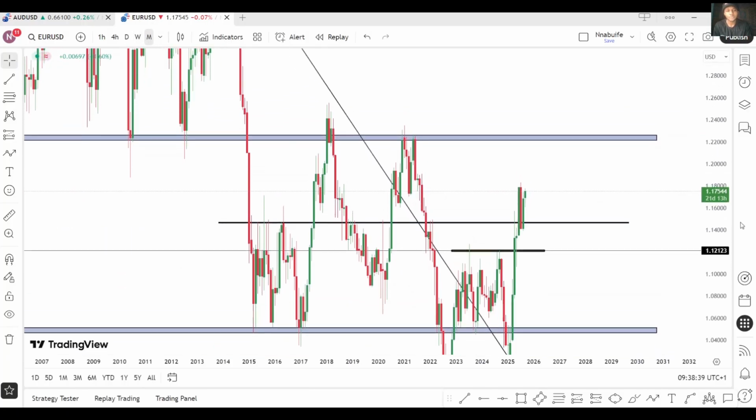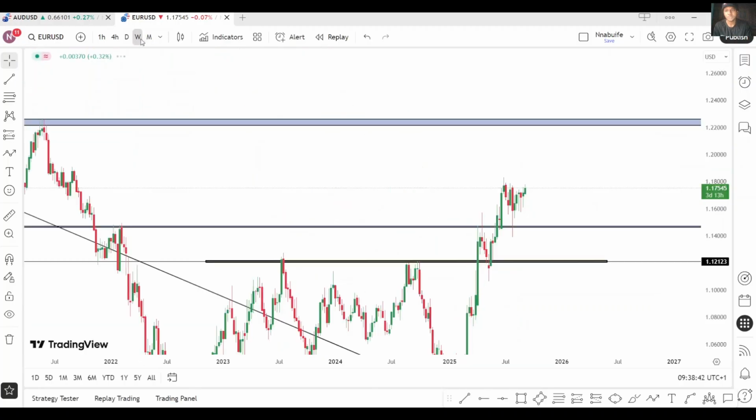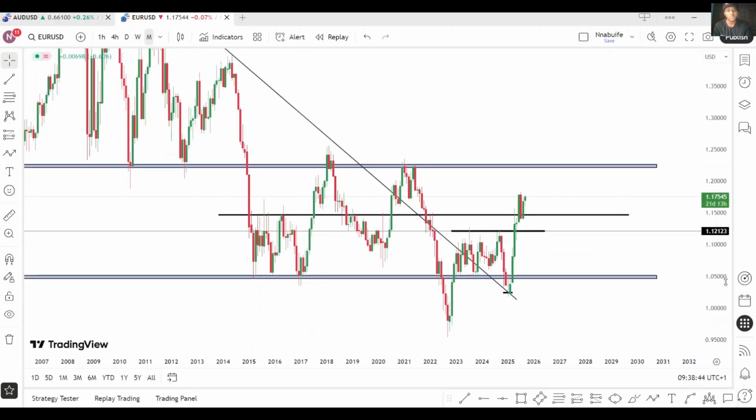For the coming future, I don't actually see any trading opportunities for these two pairs. So GBP USD and Euro USD, I'm going to be leaving them alone and actually move to some interesting pairs that have actually played according to plan. A pair like Euro JPY.